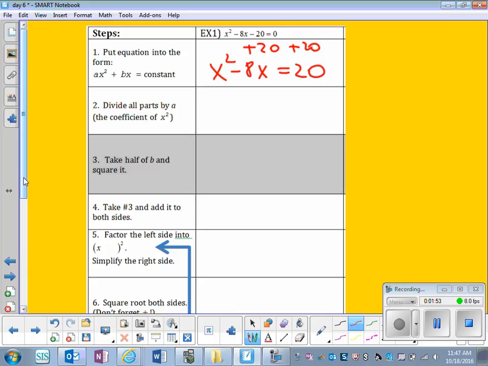Step number 2, we divide all parts by a. A from the generic form, right? So that's the leading coefficient. Do I need to do anything here in this example? No, because my a is already 1, right? So if I divide by 1, nothing will change. So I'll just rewrite, just so we don't have any mistakes.